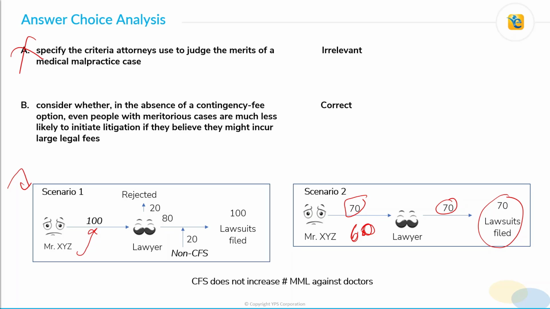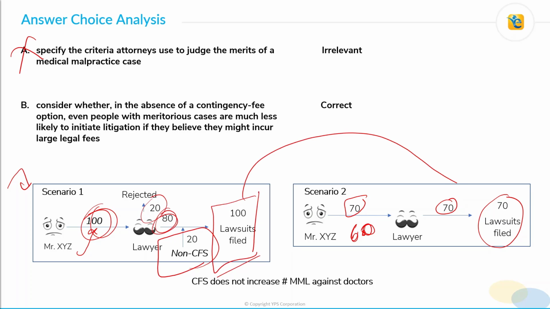So the additional cases here: if there are 100 cases and 80 of them are meritorious, and only 20 get rejected, plus there are non-CFS cases, then the total lawsuits filed will be 100. And this number will be greater than the number in scenario 2.